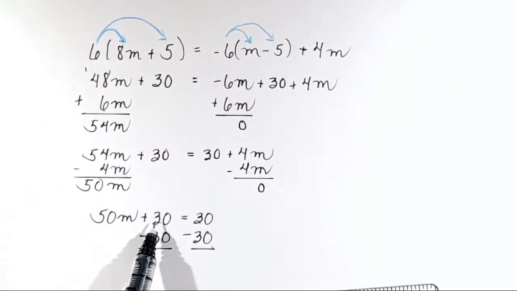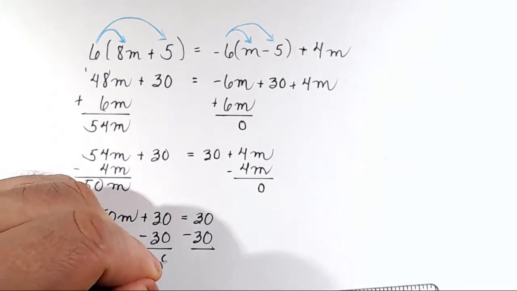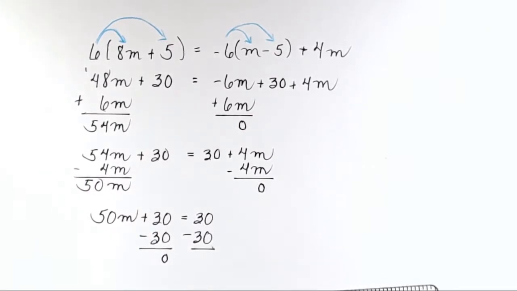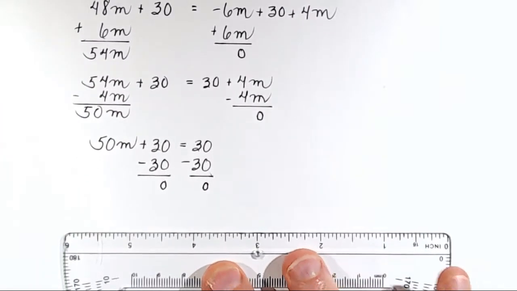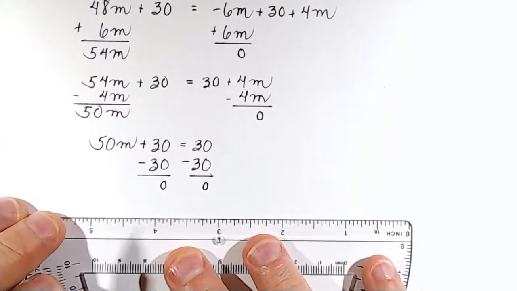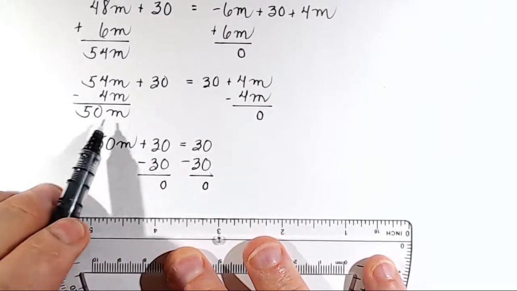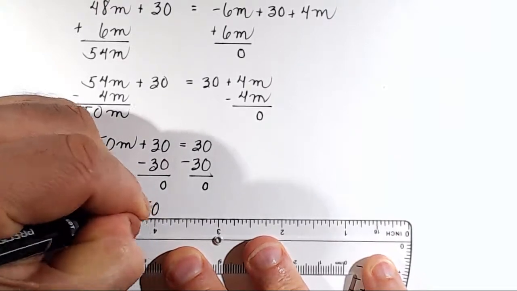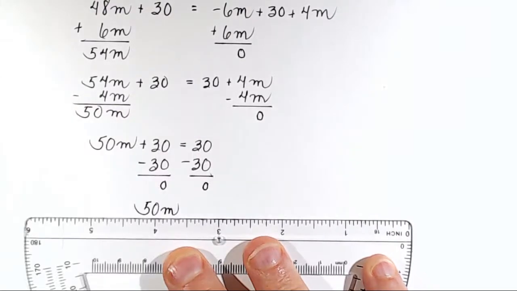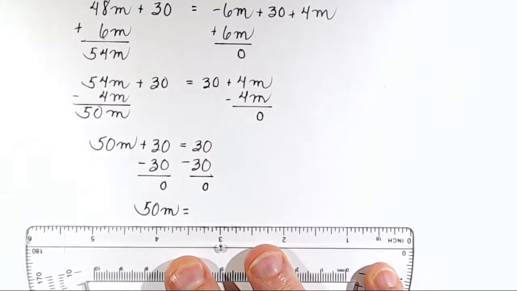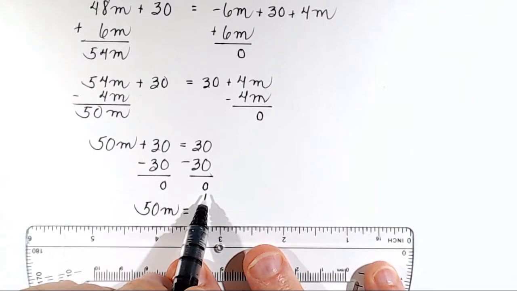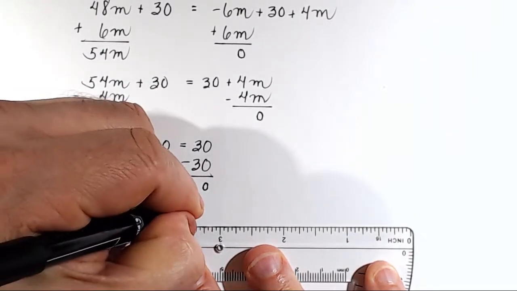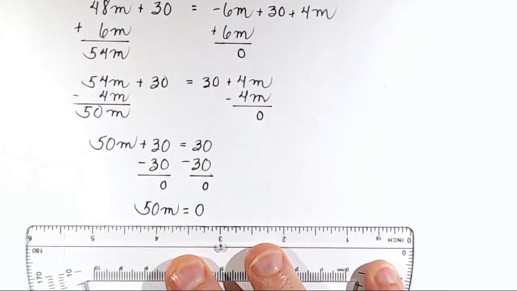On the left side, I have 30 minus 30, and that's 0. On the right side, I have 30 minus 30, and that is also 0. So this is a unique situation. Let's now rewrite what we have left. On the left side, I only have 50m, so he's going to come down here, 50m equals. Now there's nothing left on the right side of the equation, so we're going to write 0. So 50m equals 0, right?